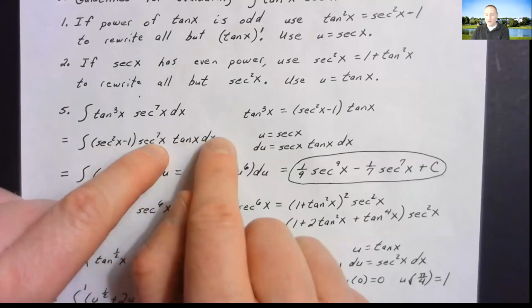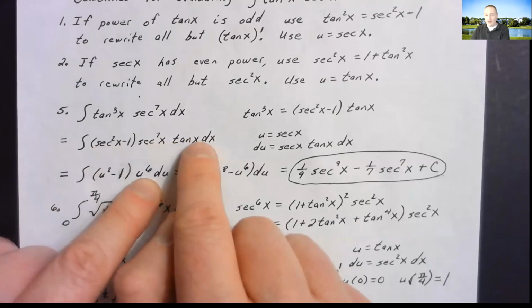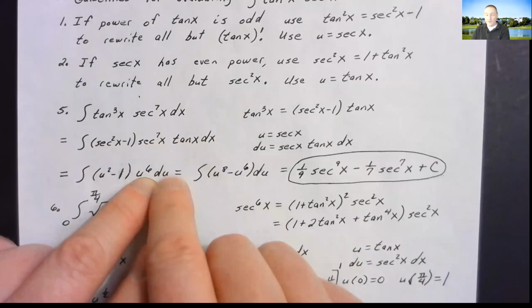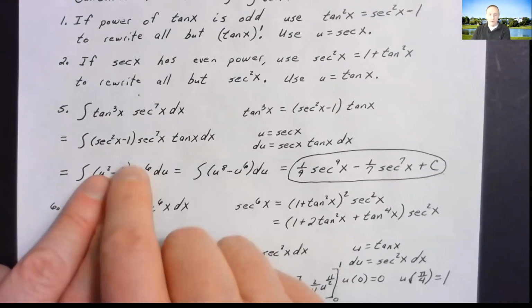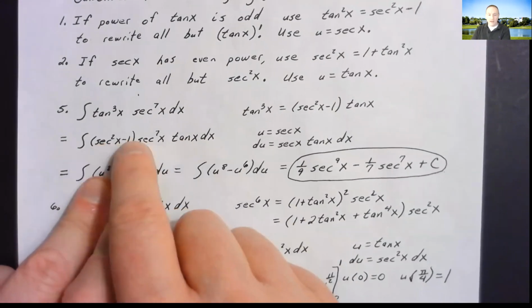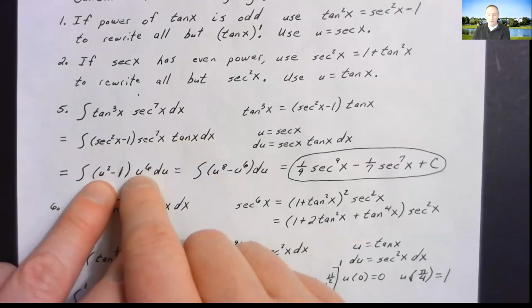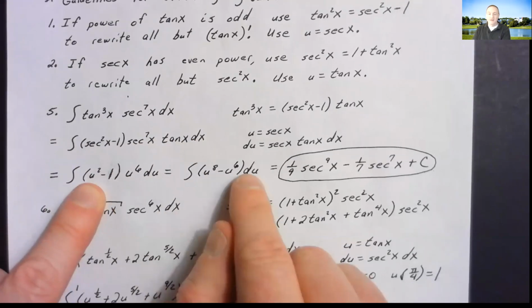So please notice what I've done here. I've said one power of that secant and that tangent and the dx becomes du. I'm going to have 6 powers of that secant left over. That's where the u to the 6th came from there. And then I can say, well, then this group is going to be u to the 2nd minus 1. Now I distribute the u to the 6th throughout that group, and I get the integral of u to the 8th minus u to the 6th integrated with respect to u.